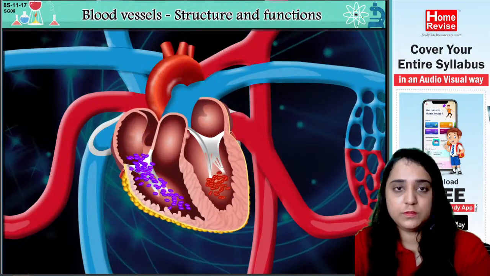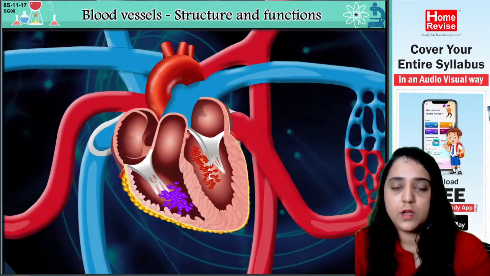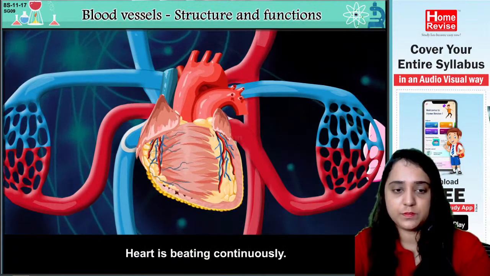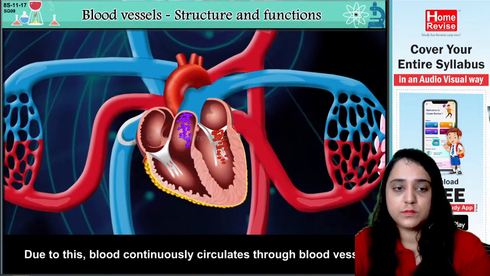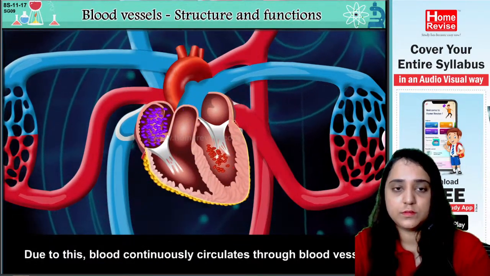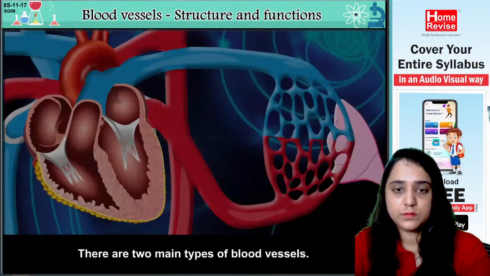Blood vessels. Structure and functions of blood vessels. Heart is beating continuously. Due to this, blood continuously circulates through blood vessels. There are two main types of blood vessels.